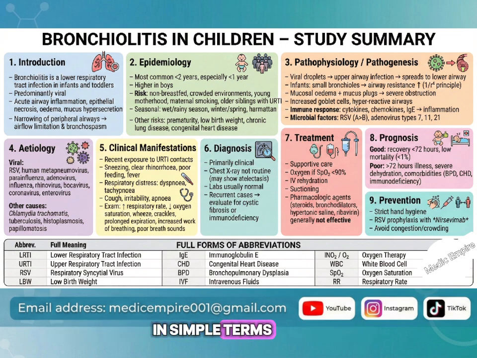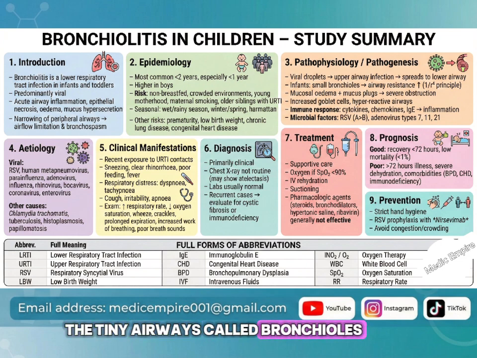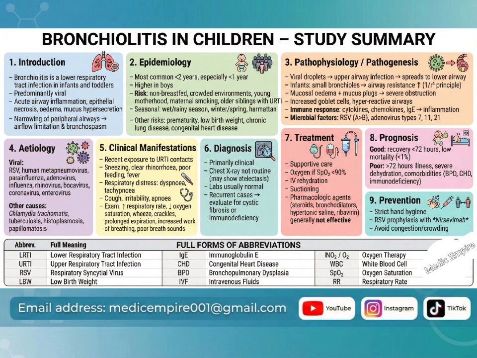In simple terms, bronchiolitis is inflammation of the tiny airways called bronchioles. These airways become swollen, filled with mucus, and sometimes get partially blocked. As a result, the child struggles to move air in and out, causing wheezing, cough, and difficulty breathing.